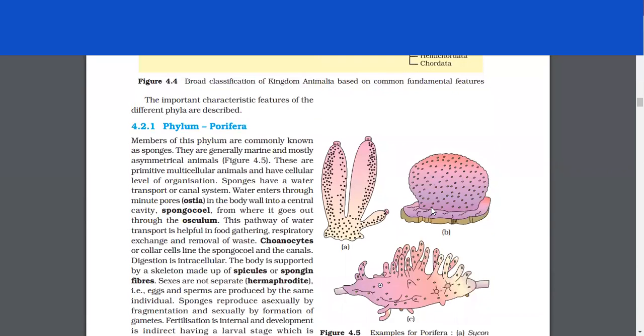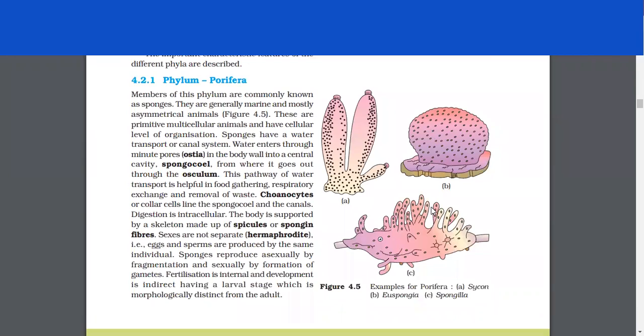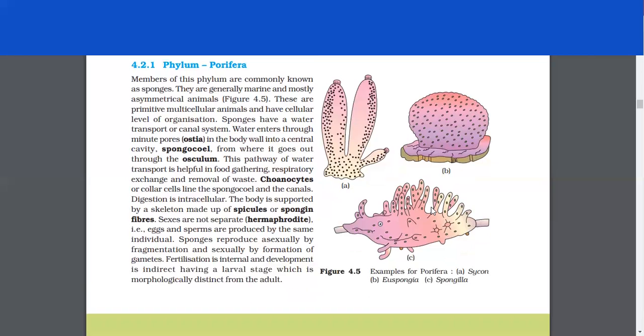Phylum Porifera. Members of this phylum are commonly known as sponges. They are generally marine and mostly asymmetrical animals. These are primitive multicellular animals and have cellular level of organization. Sponges have a water transport or canal system. Water enters through minute pores, ostia, in the body wall into a central cavity, spongocoel, from where it goes out through the osculum. This pathway of water transport is useful in food gathering, respiratory exchange, and removal of waste.